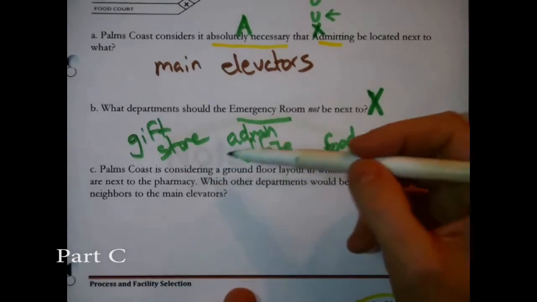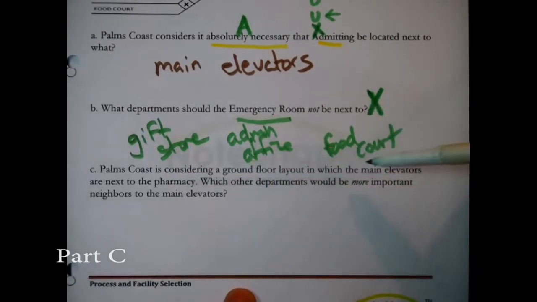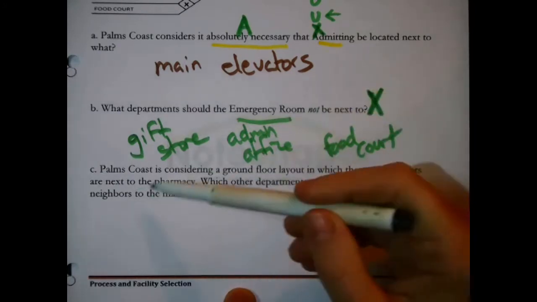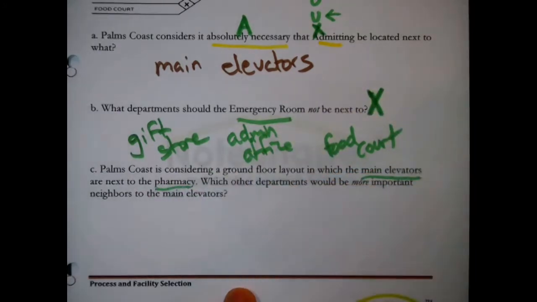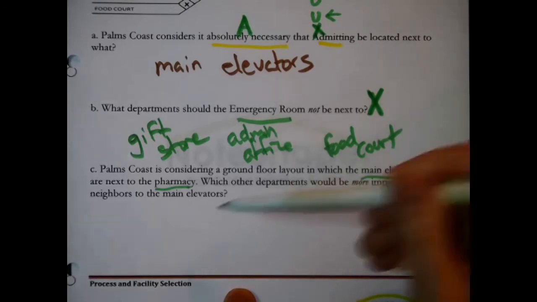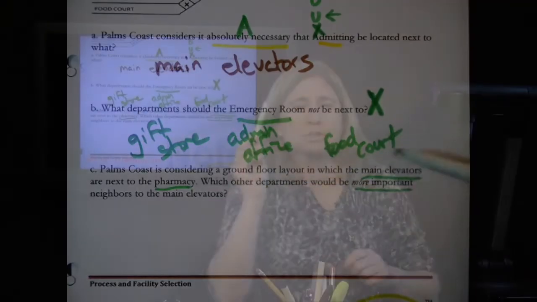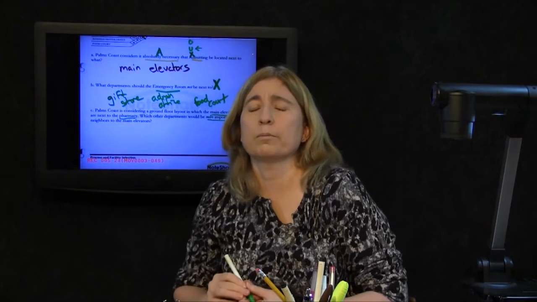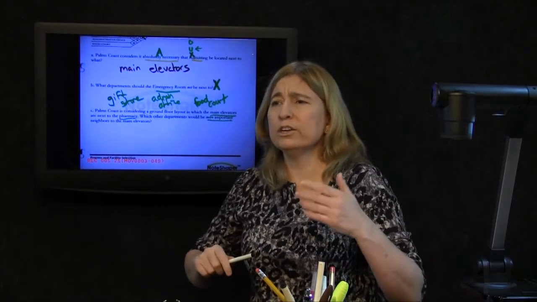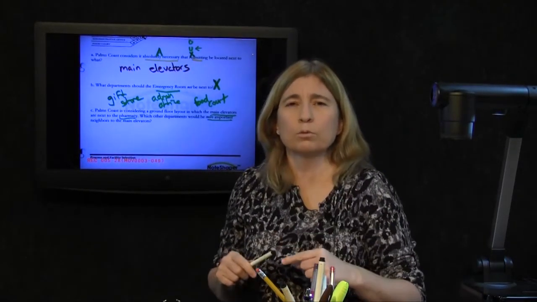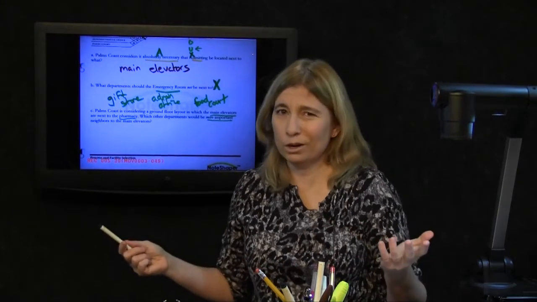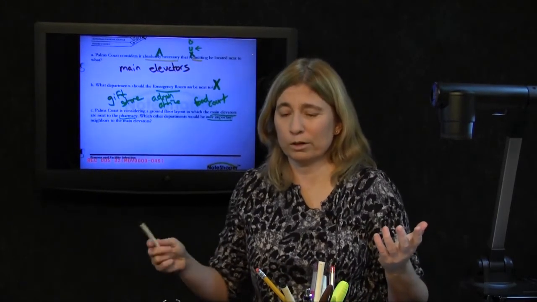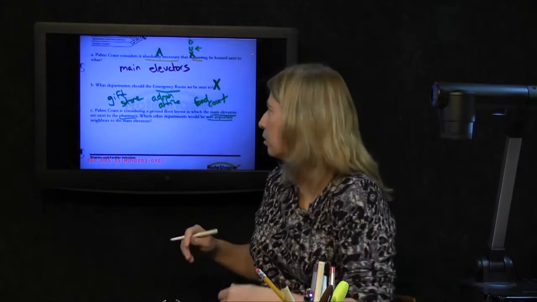Palms Coast is considering a ground floor layout in which the main elevators, that's a particular department, are next to the pharmacy. Which other departments would be more important neighbors to the main elevators? To answer this question, there's an intermediary step. We need to determine what closeness rating was given to the main elevators and the pharmacy.